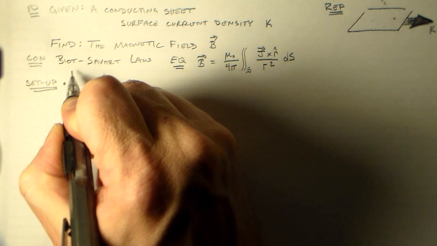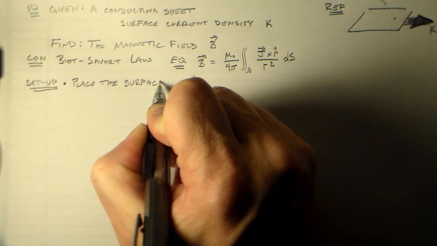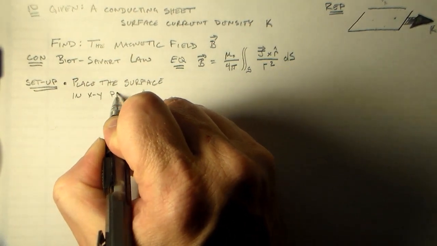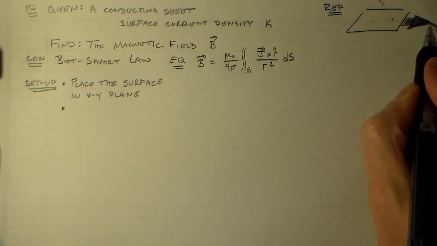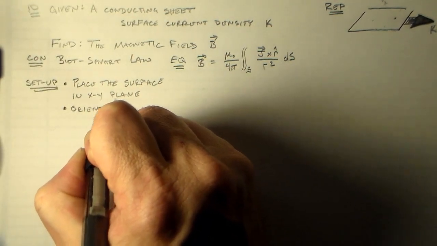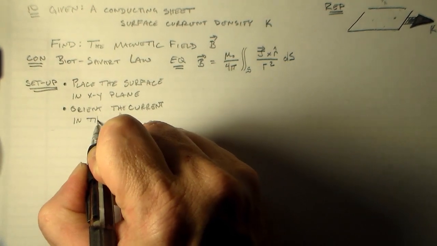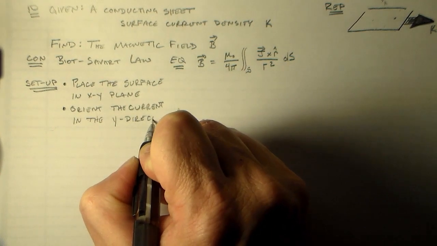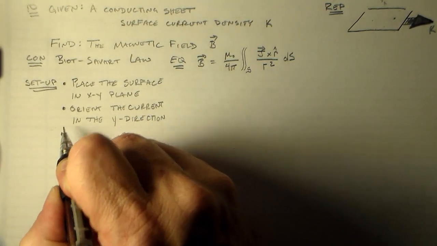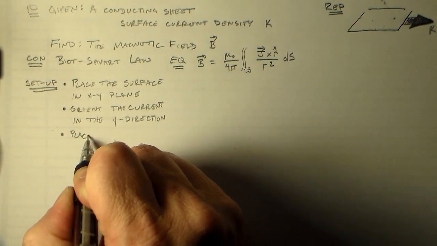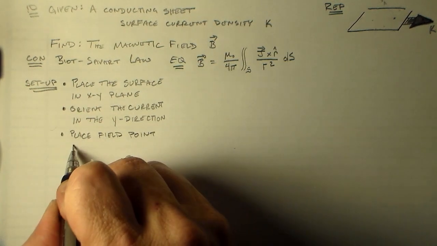So I guess the first thing is, where is the surface? We're going to place the surface in the simplest place, and that's in the XY plane. Okay. Then, let's just stay with the surface. The current is going through the surface, so let's orient the current in the Y direction. So these are basically the same thing as what I've drawn here. We'll get to a more specific drawing in a second. And then we want to try to place our field point in the most symmetric place we can, which will be on the z-axis.